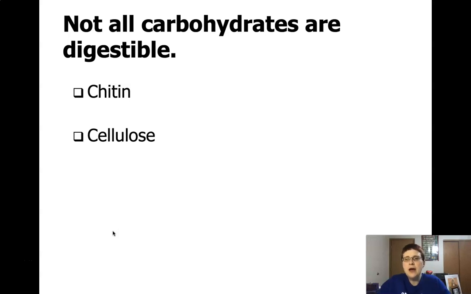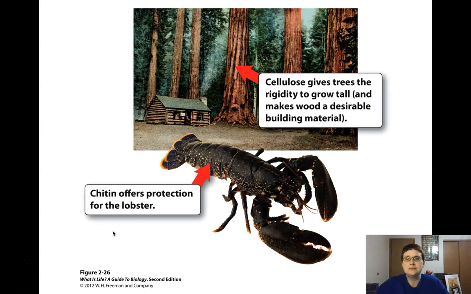So we're going to pick back up with carbohydrates, this time carbohydrates that we cannot digest. There are two types of carbohydrates that are not digestible by humans. That doesn't mean that nobody out there can digest them, because there are organisms that can break these down. But humans cannot digest chitin or cellulose. So let's take a look at what organisms use these and what they're using them for.